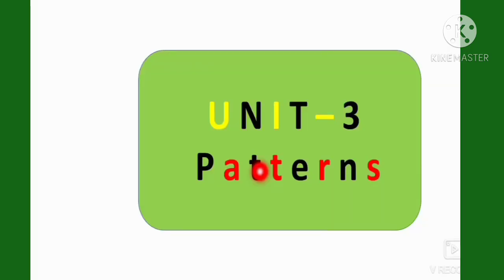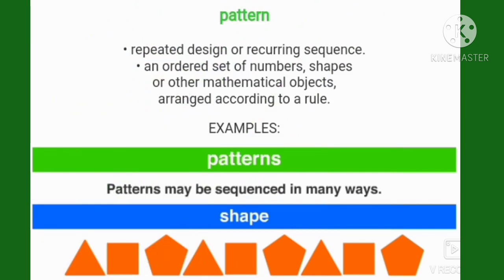Now children, let us see Unit 3, patterns. A pattern is a repeated design or recurring sequence. Sometimes patterns are also called a sequence. It is an ordered set of numbers, shapes or other mathematical objects arranged according to a rule. For example, patterns may be sequenced in many ways.